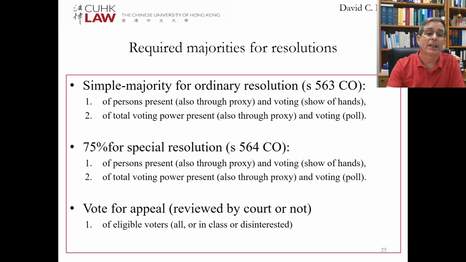So we're looking at a simple majority for an ordinary resolution of votes present and cast, or 75% for a special resolution of votes present and cast. Right? And then we have these appeal votes with regard to alteration of class rights or alteration of the object of the company. Those use a denominator of all votes in the particular group.